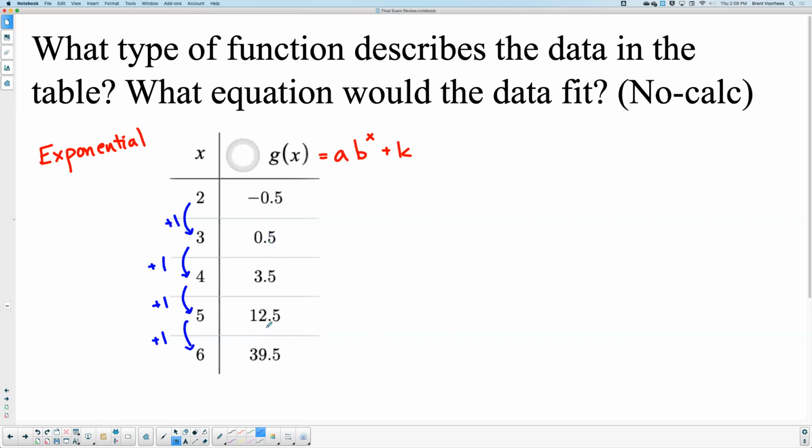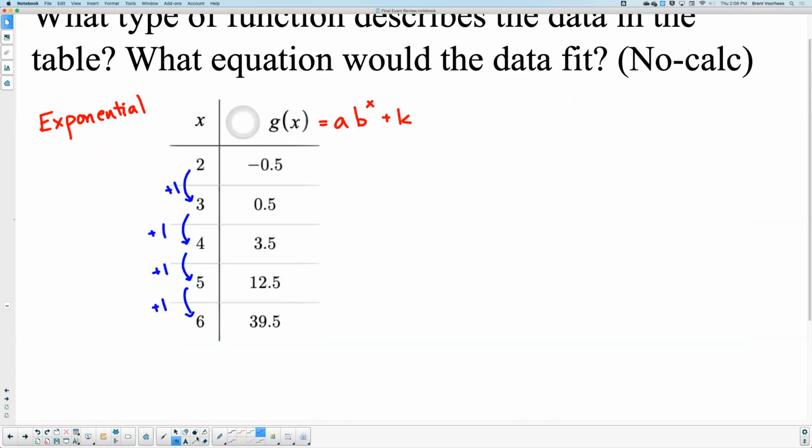Can we tell right away what this is being multiplied by? Is it easy to tell or not so easy to tell? Not so easy. Let's add a column. What should we call this column? Let's do a change of Y column.